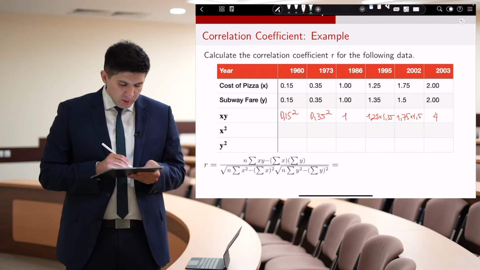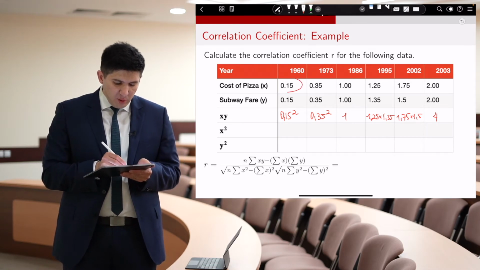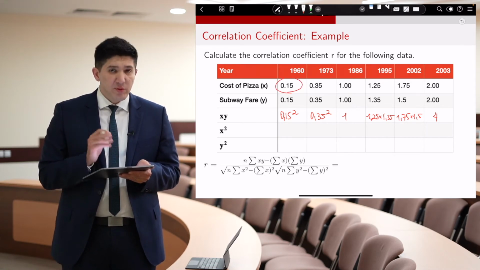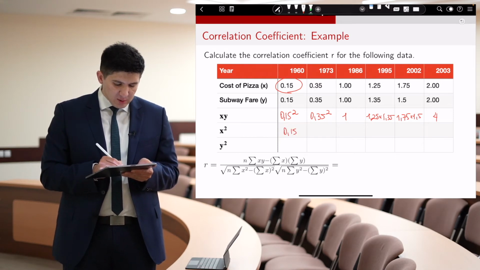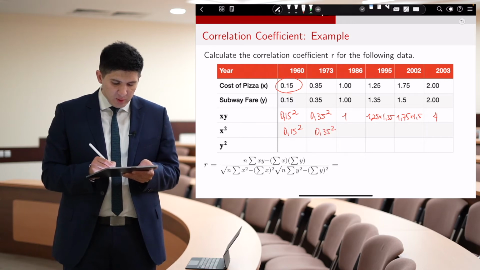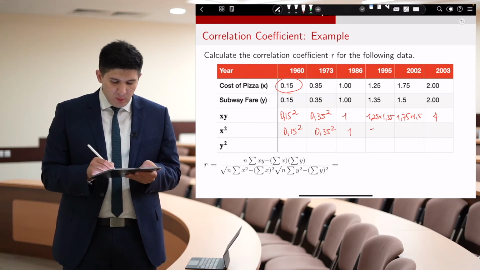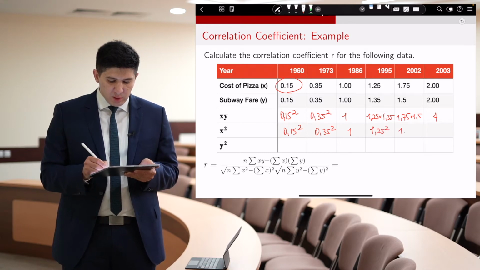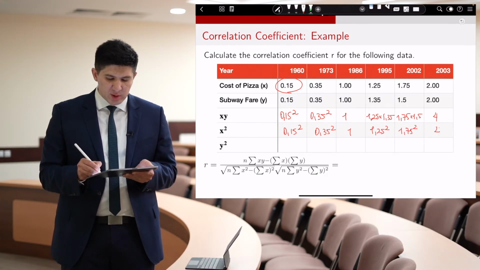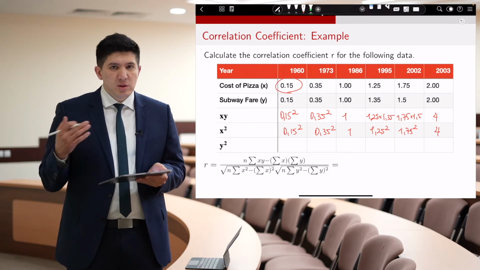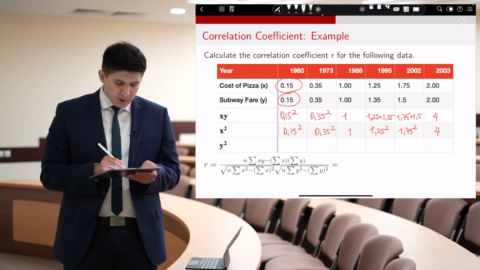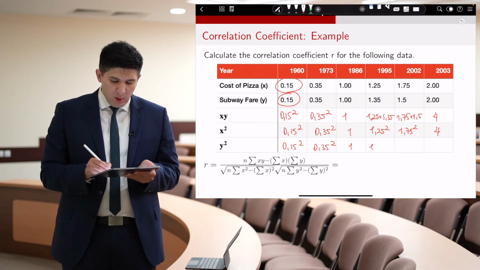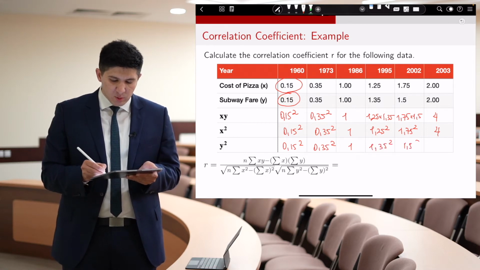Easy. So for the x in the square, I'm just going to get every point from the x and just square this. For the first 3 columns, it is going to be the same. It's going to be 0.15 in the square, 0.35 in the square, and 1. And for the next ones, it's going to be 1.25 in the square, 1.75 in the square, and 2 in the square, which is 4 again. And then I'm going to do the same thing for the y. I take every value for the y and just square this. It is going to be 0.15 in the square, 0.35 in the square, 1.35 in the square, 1.5 in the square, and 4.